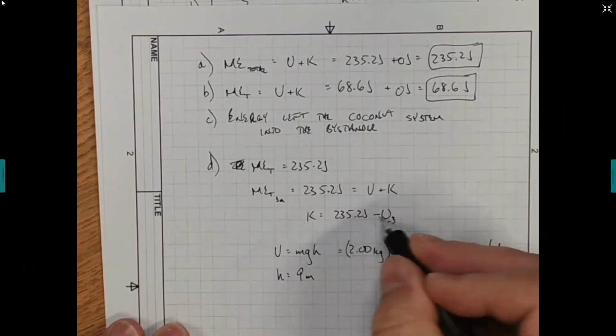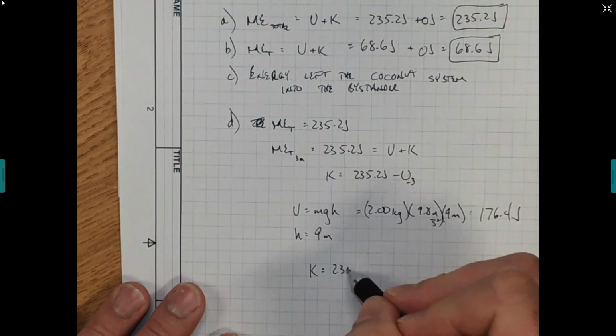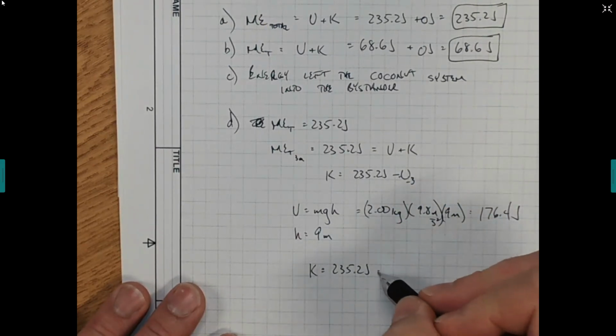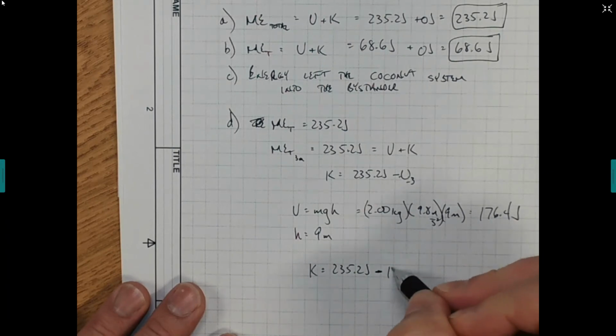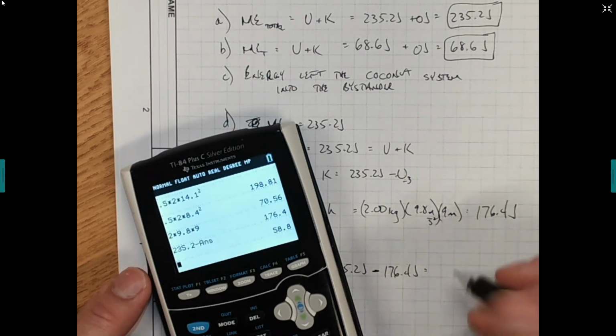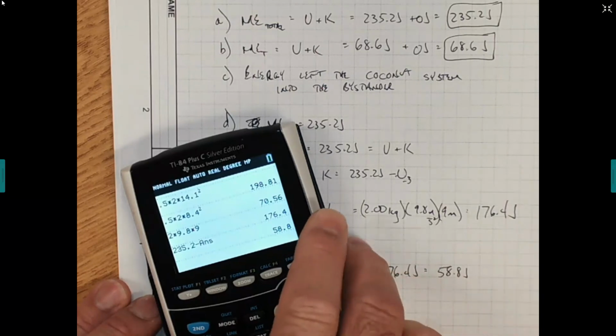joules. So now I want to find the kinetic energy, so I'm going to rewrite this equation. It was 235.2 joules minus the potential that I now have at that point, minus 176.4 joules. Let's see, 235.2 minus that answer I just got, and I get 58.8 joules of kinetic energy.